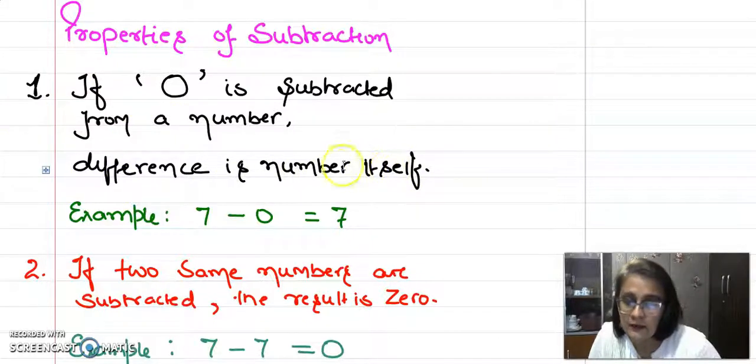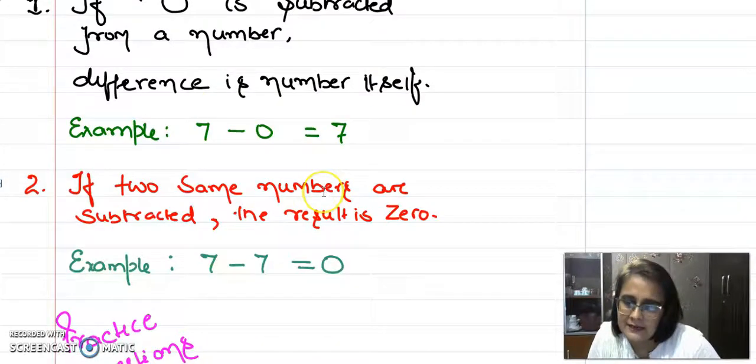What did I say? If 0 is subtracted from a number, the difference is the number itself. For example, 7 minus 0 means what am I doing? I am subtracting 0 from 7. So 7 minus 0 is equal to 7. I am getting my 7 back. The number from which I have subtracted 0, I am getting the same number back. So is this property clear? If 0 is subtracted from a number, the difference is the number itself. We get the same number back.